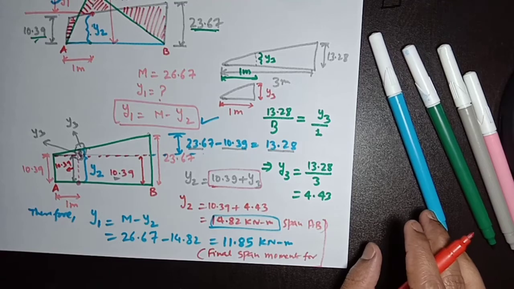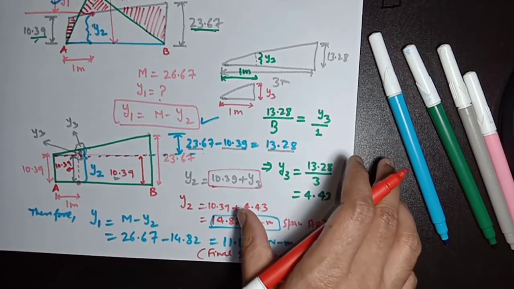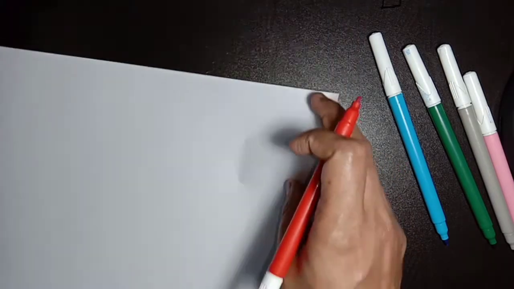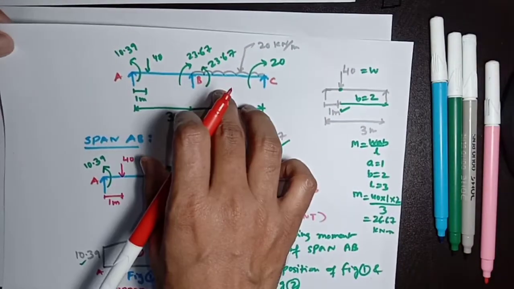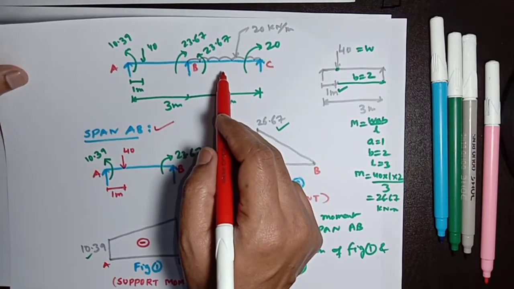Now we are going to find the final span moment for span BC, so that compiling AB and BC we can draw the final bending moment diagram. As you can see, here is our loading diagram, and we have analyzed span AB, and now we will analyze span BC.